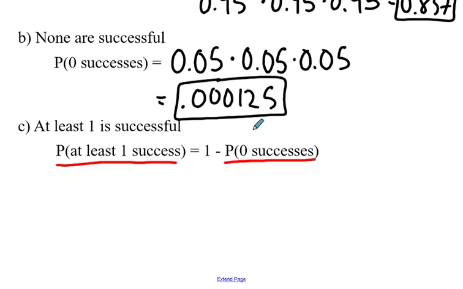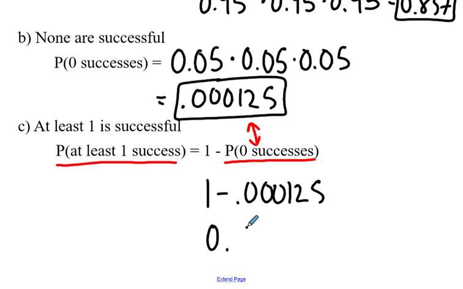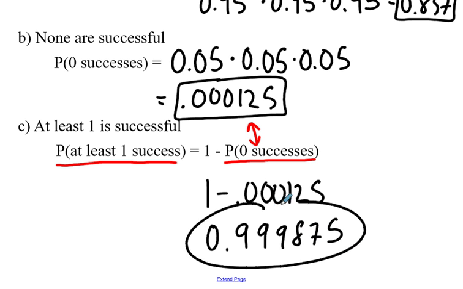But I actually found 0 successes in the last situation, 0.000125, so subtracting that from 1 tells me the likelihood of getting at least 1 success is going to be 0.999875. And that is how we can calculate at least 1 success.